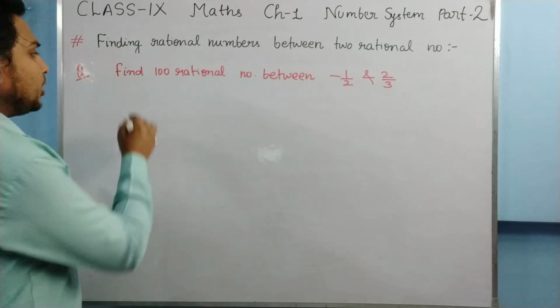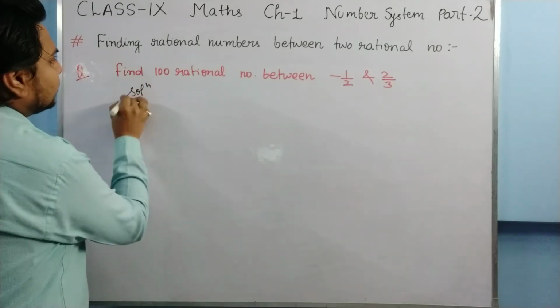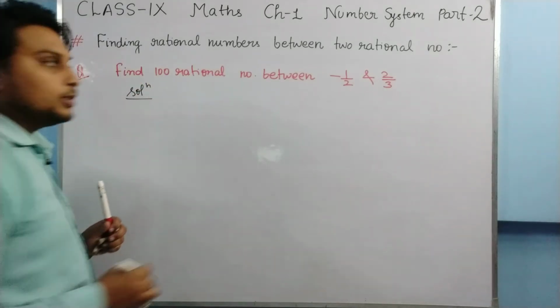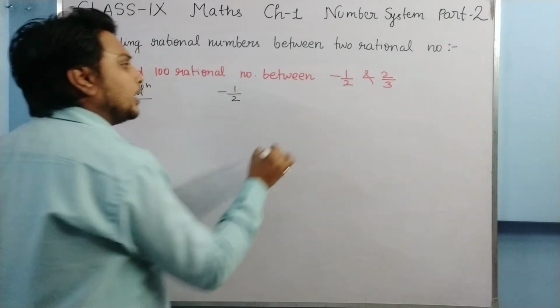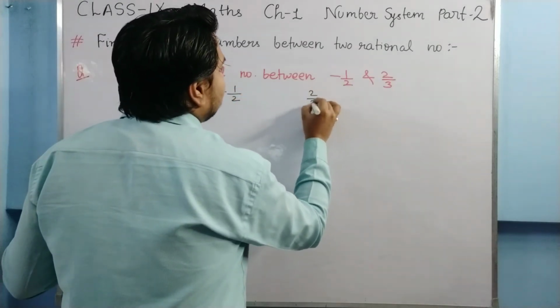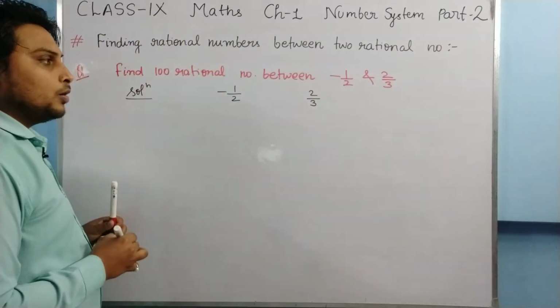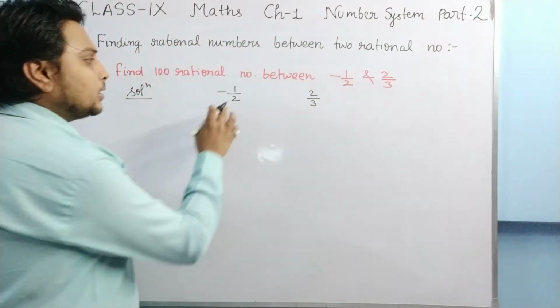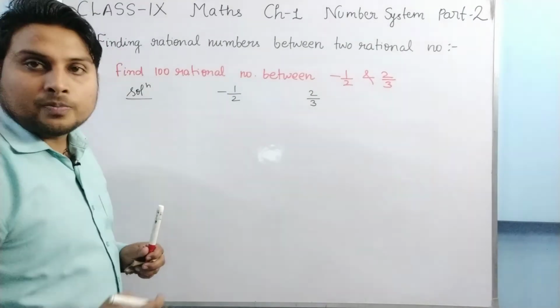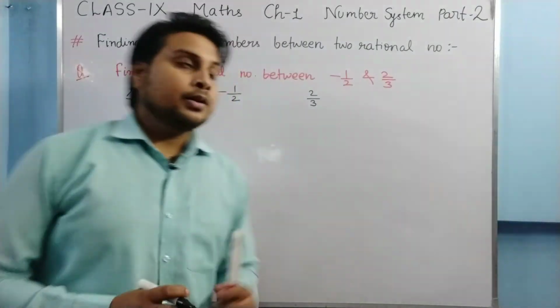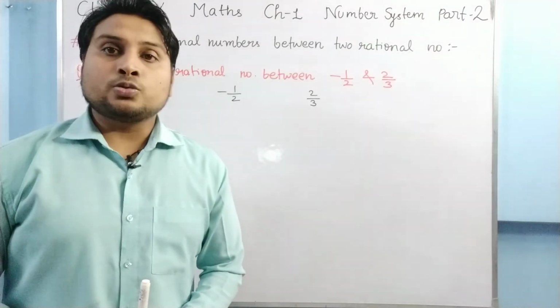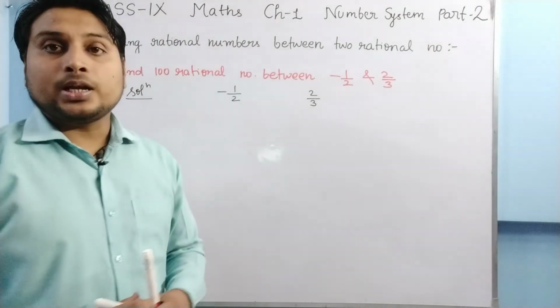See what we will do. Firstly we will write these two numbers. The numbers are minus 1 by 2 and 2 by 3. Okay, firstly what we will see? We will see the denominators. Denominators are this time not equal. Means in the first number the denominator is 2 and in the second number the denominator is 3.